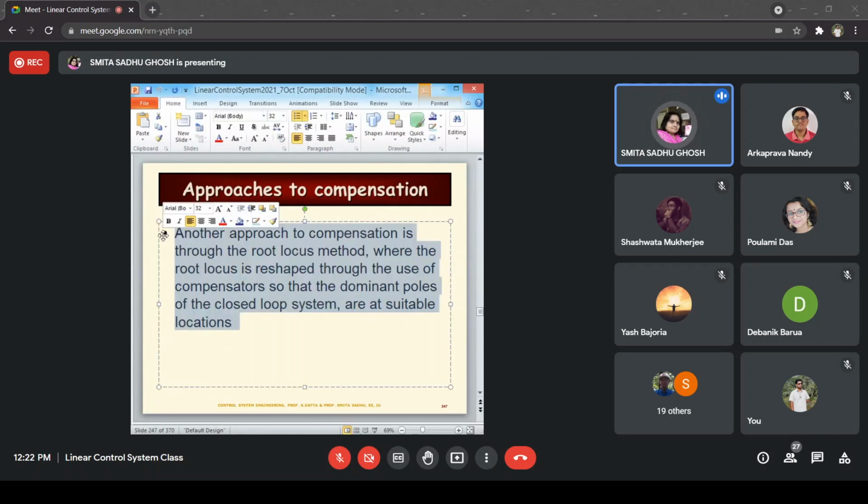Of course, the basic idea is the same, meaning you have a desired set of specifications to be met, and for that, naturally, a particular system should have a particular root locus. So for the uncompensated system, you can draw the root locus, and then you can try to place your compensator poles and zeros such that the root locus approaches the required one, meaning the compensated system root locus should be such that your original, uncompensated system is modified to meet the requirement specifications.